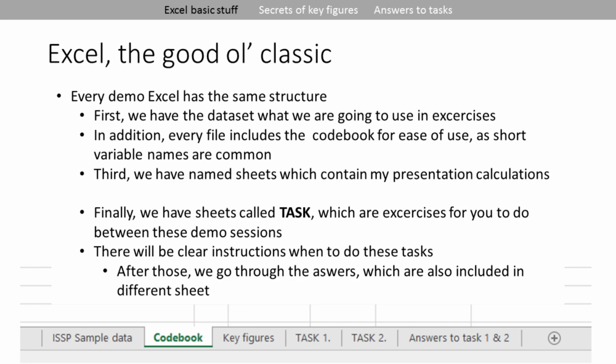Every demo Excel has the same structure, like I said. First, we have the dataset we are going to use in the exercises. In addition, we have the code book I told you about previously. And third, we have the named sheets, which will contain my presentation calculations. And finally, we have the so-called task sheets, which are the exercises for you to do between these demo sessions. There will be clear instructions on when to do these tasks around this video. And after those, we go through the answers, which are also included in a different sheet altogether.